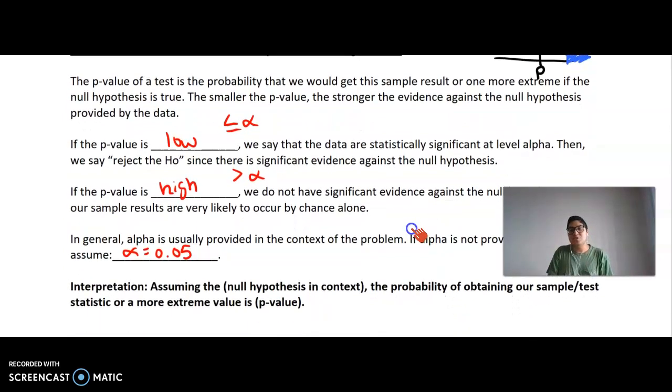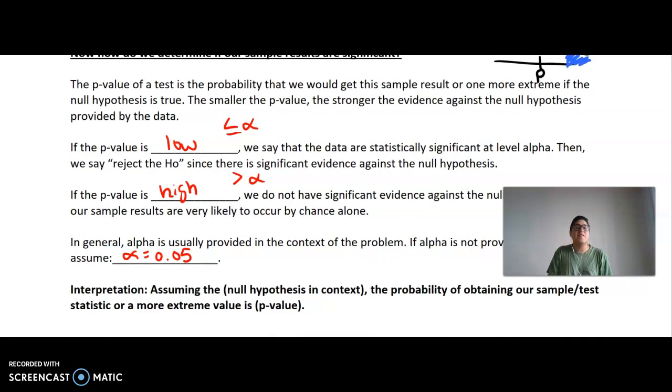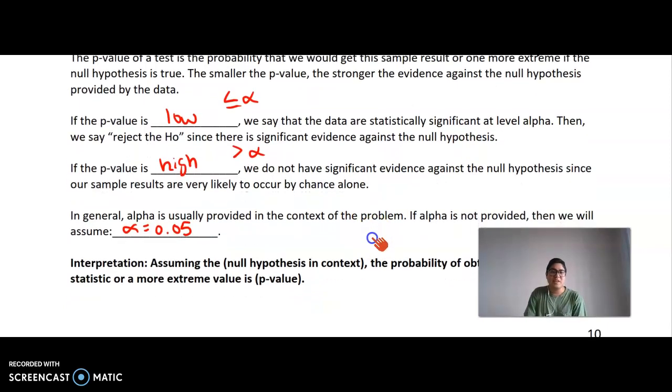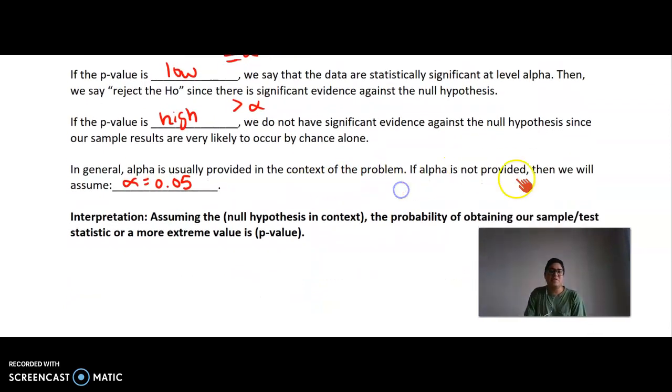So here are our two key phrases. We are going to say, if the p is low, and low meaning less than or equal to the alpha level, we reject the H0. And so here, we'll call it statistically significant. So we reject the H0, and there is statistical significance against the null hypothesis. Now, if the p is high, such that it's greater than alpha, we do not have significant evidence against the null hypothesis, since our results are very likely to occur by chance alone. There's nothing special here. Now, in general, alpha will be provided, but if not, we'll just use alpha equals 0.05.